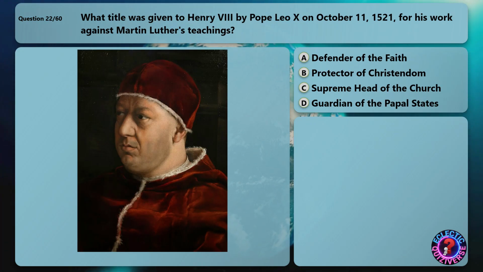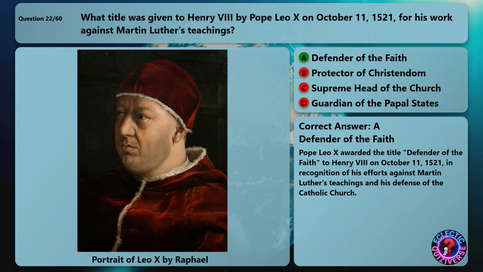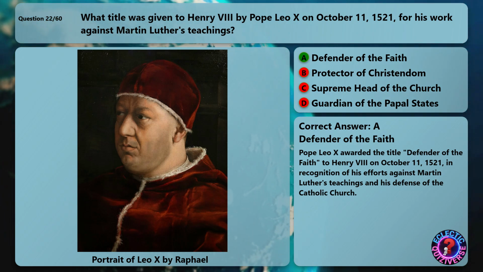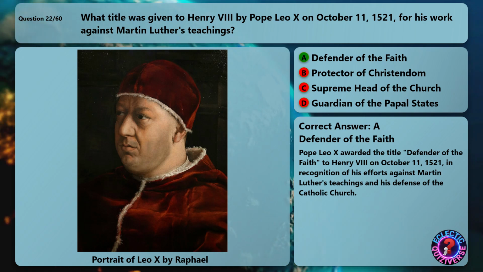What title was given to Henry VIII by Pope Leo X on October 11, 1521, for his work against Martin Luther's teachings? The correct answer is Defender of the Faith. Pope Leo X awarded the title, Defender of the Faith, to Henry VIII on October 11, 1521, in recognition of his efforts against Martin Luther's teachings and his defense of the Catholic Church.